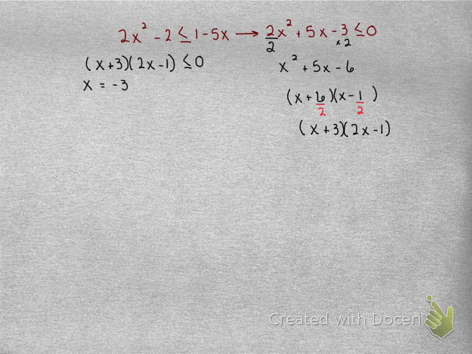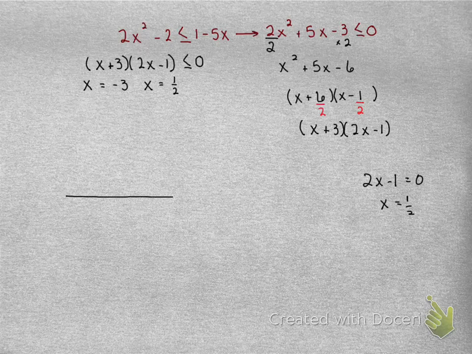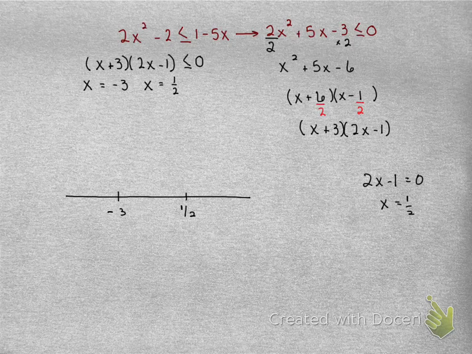Okay, so if x plus 3 equals 0, then x would equal -3. That is one critical number. If 2x minus 1 was equal to 0, we add 1 to both sides and divide by 2. x would equal +1/2. So they are the solutions, but in our case right now, they are the critical numbers that divide or create our intervals, our separations on our number line.